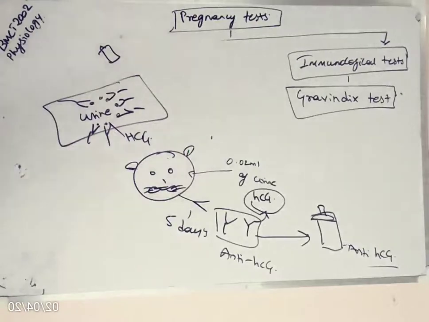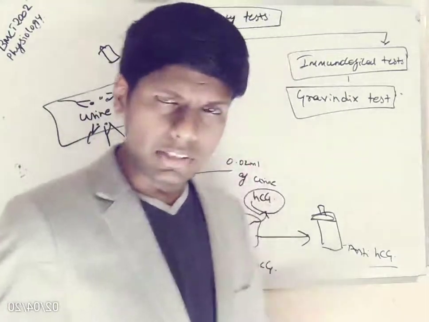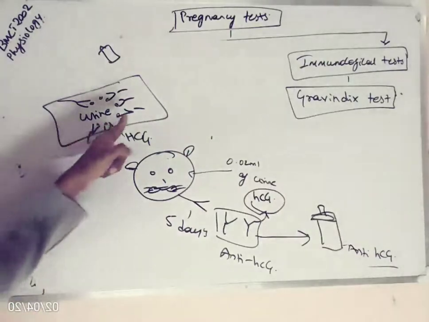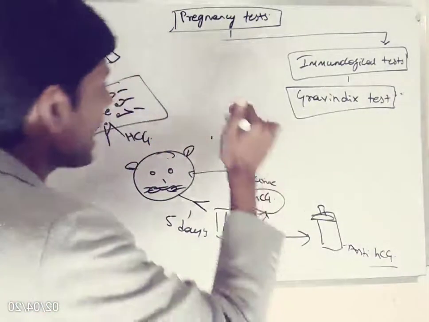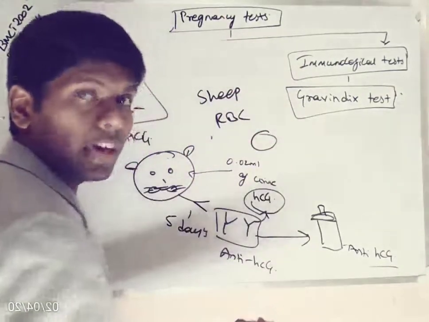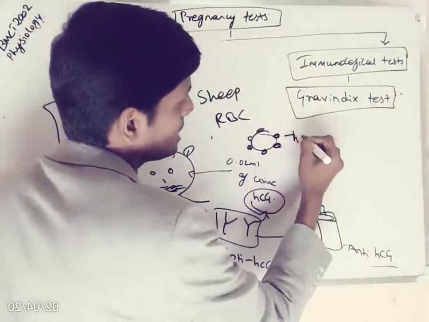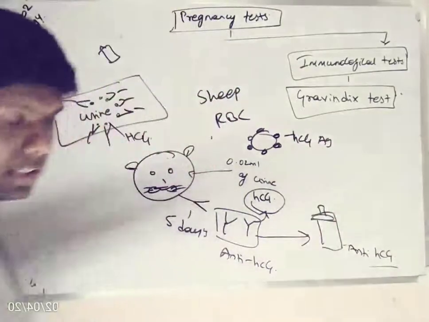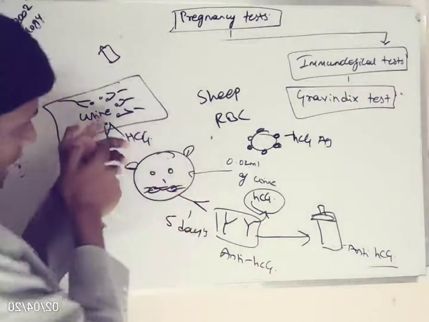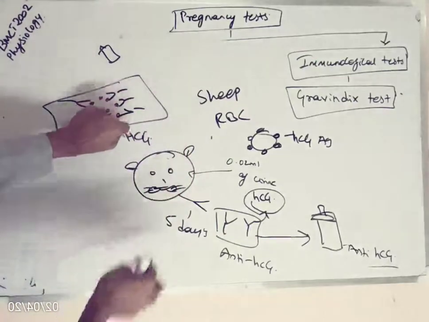If this antigen and antibody combine together, they won't form any visible clumps. So I need to detect whether this reaction occurred in the slide or not. In order to detect this reaction, I will take sheep red blood cells, and these sheep red blood cells will be coated with HCG antigen. Once again, HCG antigen. So after I take urine and add the reagent, if the urine contains HCG, this antigen will get bound with the antibodies and they form a complex, but I cannot see that complex.